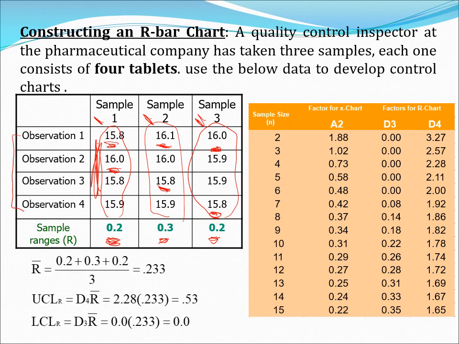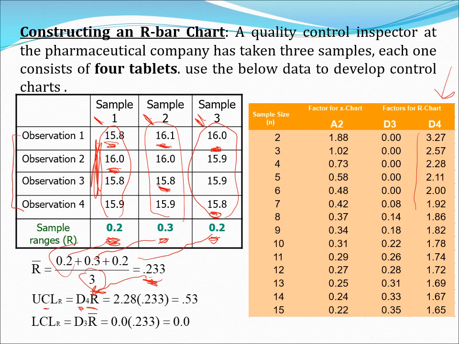To calculate the control limit, we take the average of the ranges. So it will be 0.2 plus 0.3 plus 0.2, divided by the number of points, so divided by 3. The average will be 0.233. That is the R bar, or control limit. What is the upper control limit? To calculate the upper control limit, you multiply R bar, the same number, 0.233, by D4. How do we get D4? From this table.